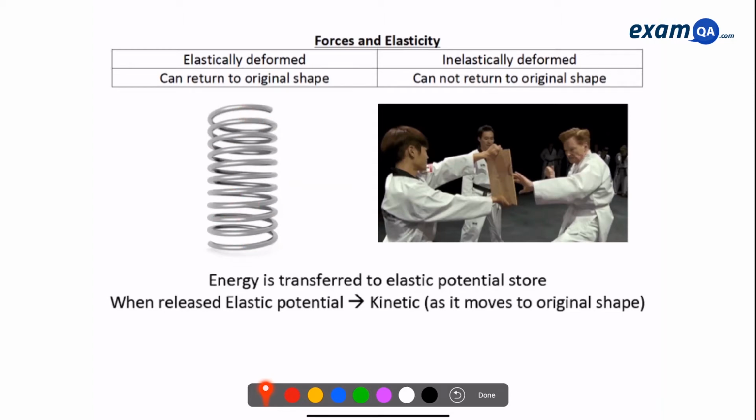Now, how springs work is that first, when you apply pressure to it, you are giving the spring elastic potential energy. So it's gaining elastic potential energy. Then when you release the spring, all of that elastic potential energy is converted into kinetic energy, which is why the spring moves back up to its original shape. So first you squeeze it down, you give it elastic potential energy. Then when you release it, that elastic potential energy converts into kinetic energy.